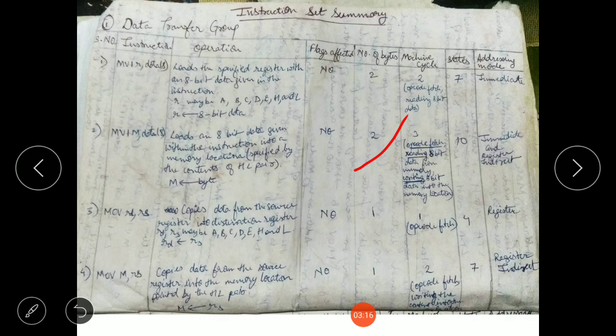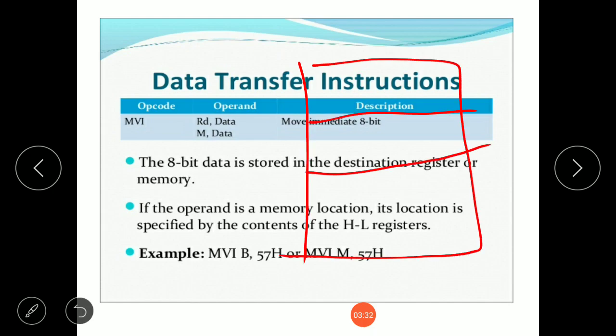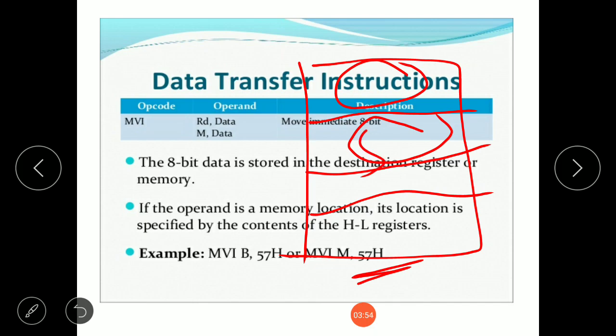Now coming to the machine cycles. So how many machine cycles will be needed for the execution of this instruction? Let's take the example MVI M 57H. When you write this instruction, it will get stored in the memory. This instruction is of 2 bytes, so obviously it is going to occupy 2 memory locations because each memory location is of 1 byte. Now how is it going to get stored in the memory? First the opcode will get stored and in the successive memory location whatever data is mentioned in the instruction, that data will get stored.